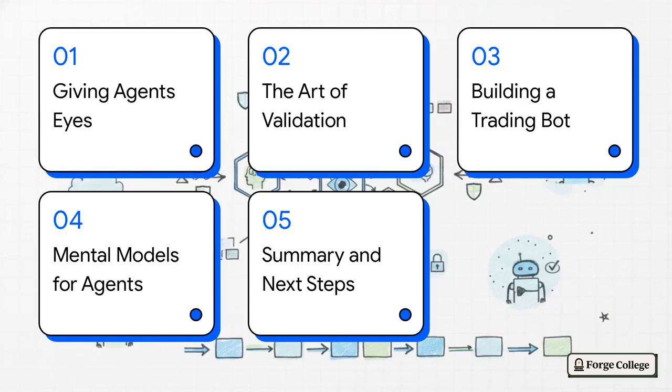Here's our blueprint for building this decentralized perception layer today. We're going to cover giving agents eyes, the art of validation, building a trading bot, mental models for agents, and then finally a quick summary and next steps. We'll be moving rapidly from simply gathering clues to building absolutely foolproof cases.